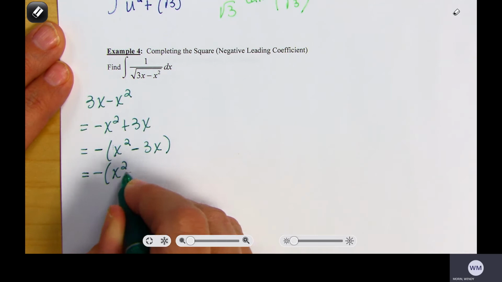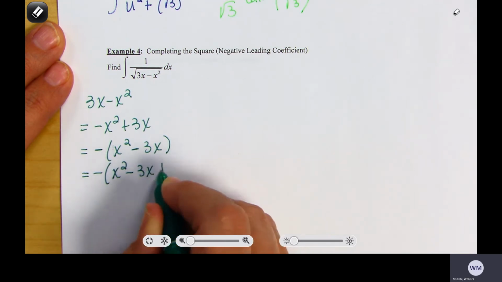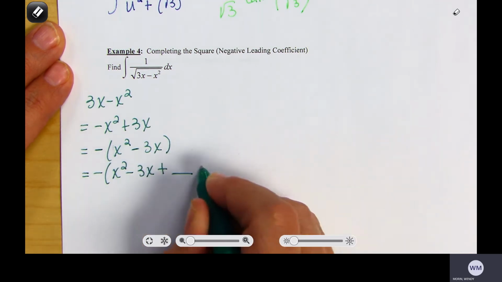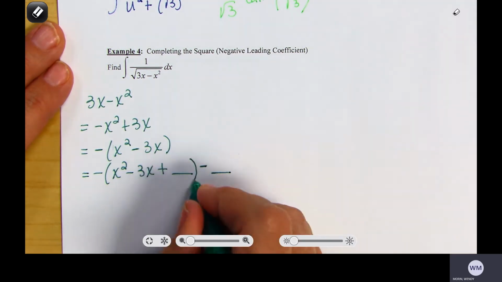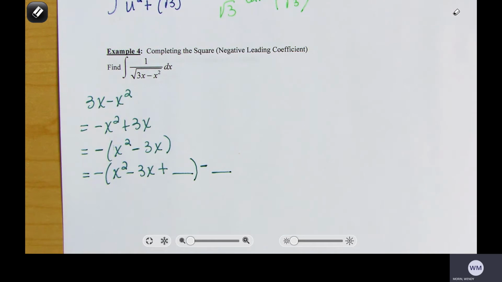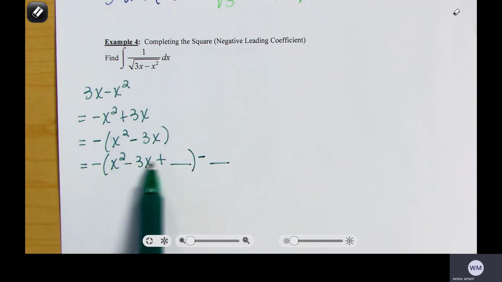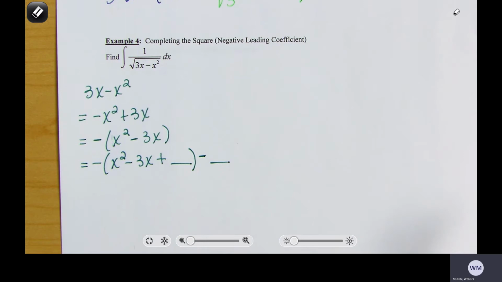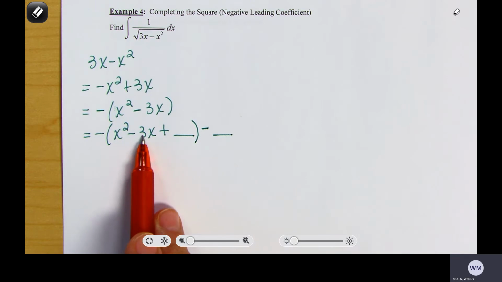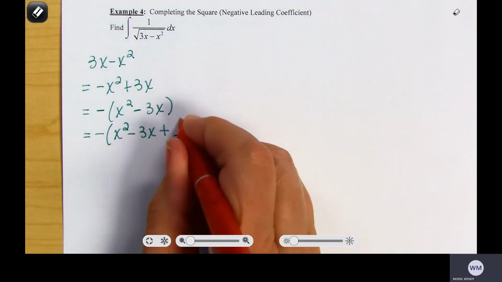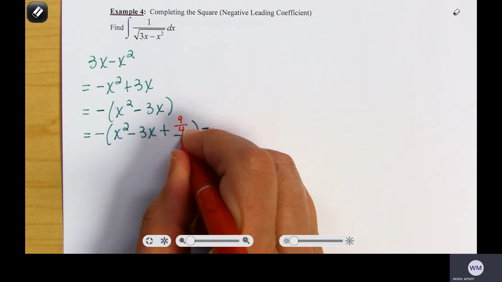X squared minus 3x plus something minus something. I need to get this trinomial to be a perfect square trinomial. So again, half of 3 squared without a calculator. Half of 3 is 3 over 2. You square 3 over 2, and you get 9 over 4.